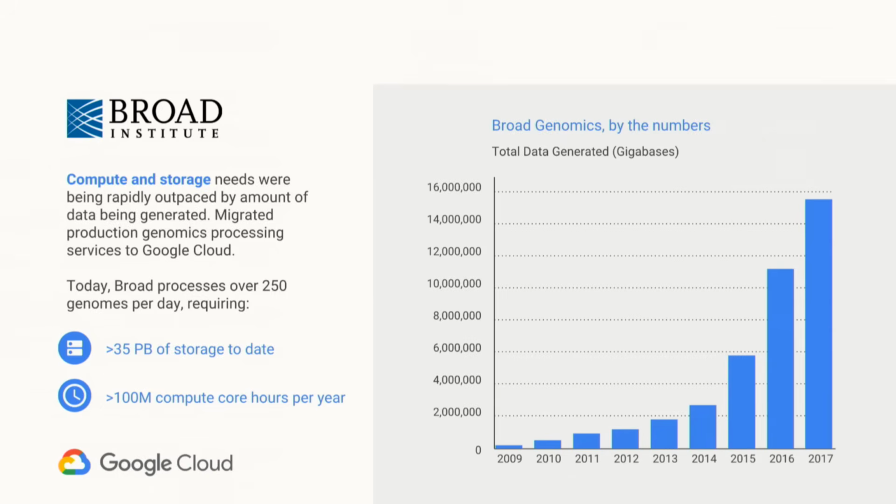Our friends at the Broad have used Pipelines API quite a bit, shall we say. They process over 250 genomes every single day. They are now working with over 35 petabytes of data in Google Cloud, and just last year consumed over 100 million compute core hours. And they're scaling up their work because of the innovation within Pipelines API.